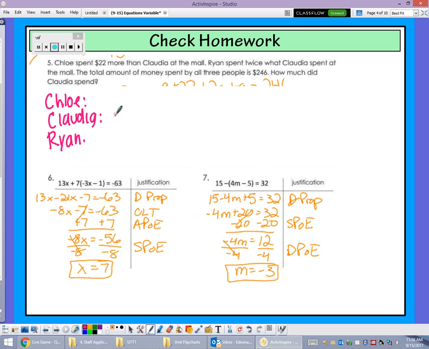So if I don't know what she spent, what can I use to represent what she spent? A variable, X. I'll use X. So I'm going to let X represent how much Claudia spent.